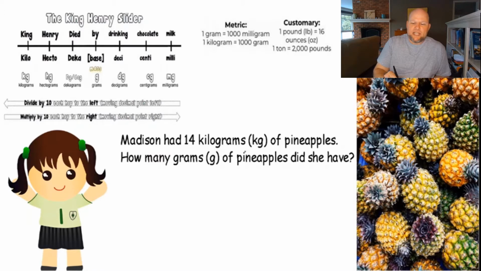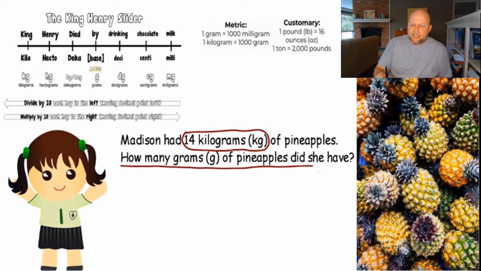Madison had 14 kilograms of pineapples. How many grams of pineapples did she have? So we're going to circle our key numbers, and the only key number we have is 14. Oh, but we do have to include the unit of measurement, which is kilograms. And we see that it's asking how many grams. So the question we have to underline. So let's underline this question. How many grams of pineapples did she have?